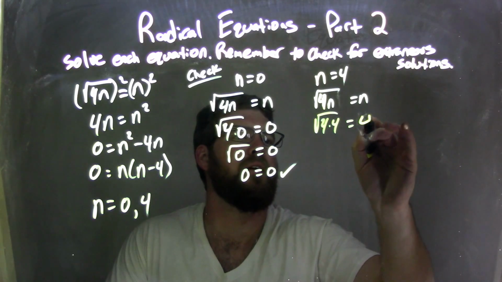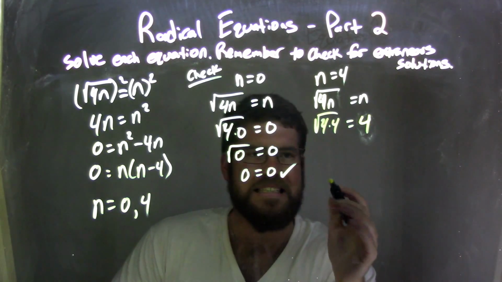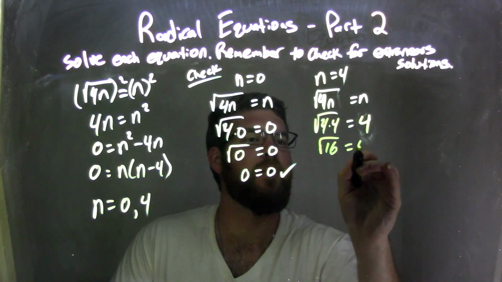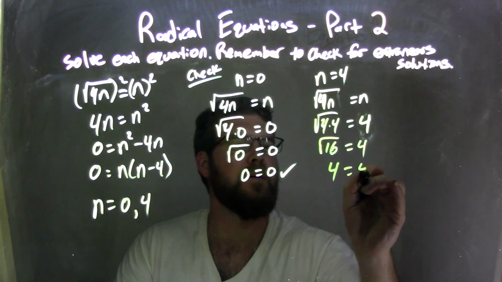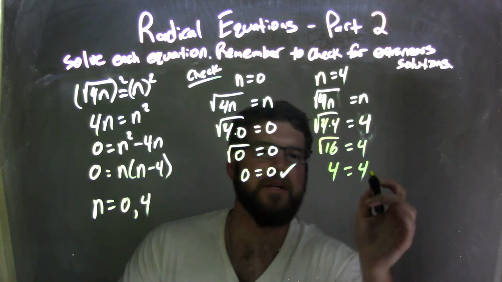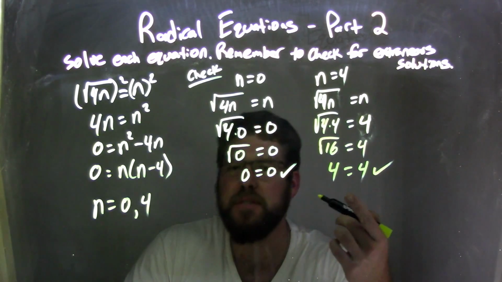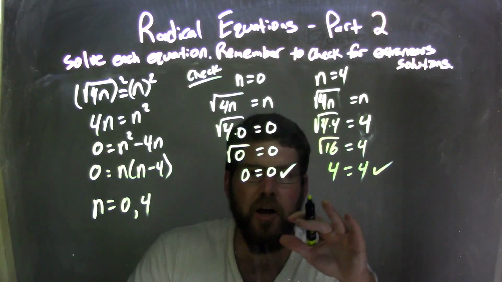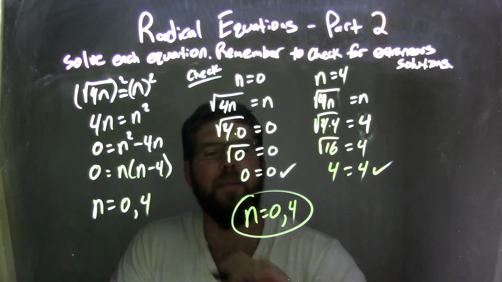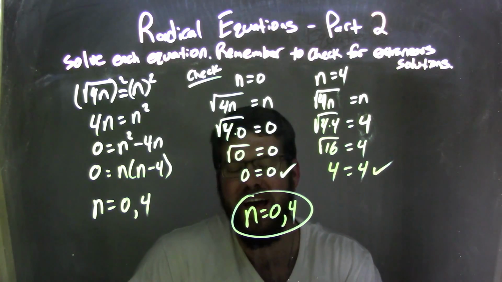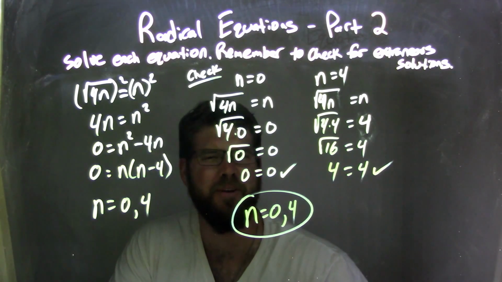I'm recording this. Okay, 4 times 4 is 16, so we have the square root of 16 equals 4, and the square root of 16 is in fact 4. Fantastic. So 4 does equal 4. So wait a minute, we have two solutions here, right? Both are true, none are extraneous. So my two solutions are n equals 0 and n equals 4.